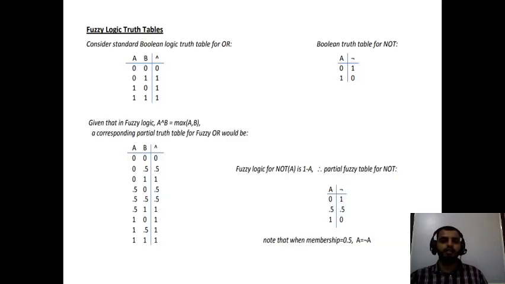Now coming towards considering the standard Boolean logic truth table of OR, in the sense 0, 0, 0, 0, 1, 1, 1, 0, 1 and 1, 1, 1. This is how it is represented with reference to the values.